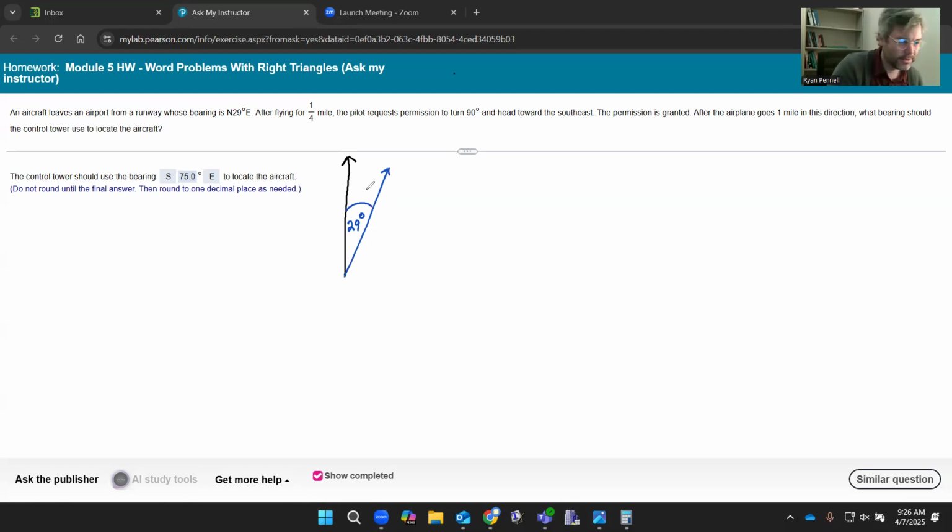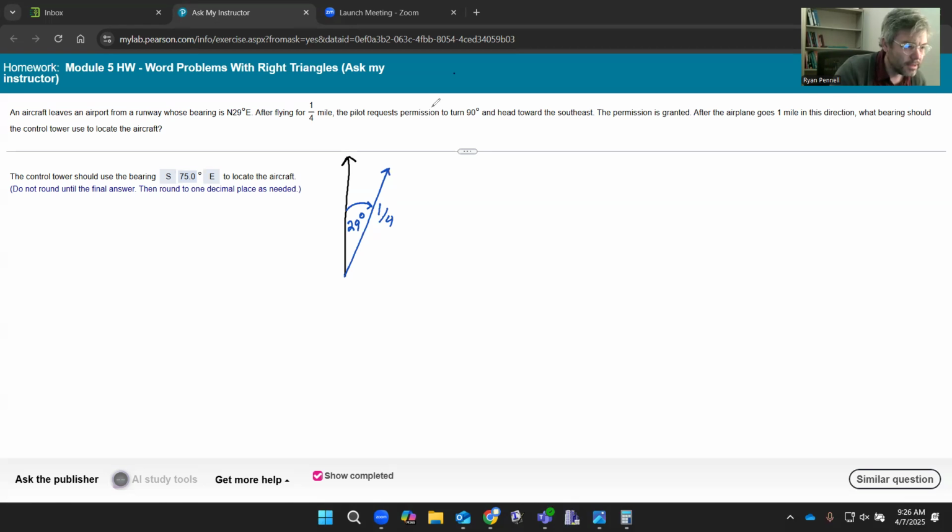I'm not sure which way I should point my camera, but this way, 29 degrees towards east. So I think that is 29 degrees. Okay. So they did that for 1/4 of a mile. So the length of this is 1/4 of a mile.